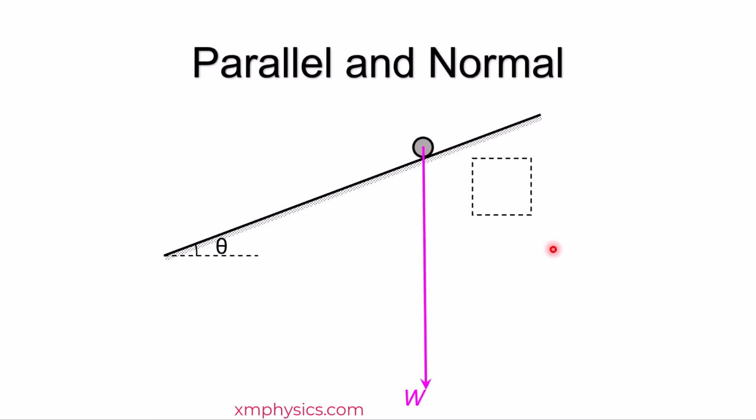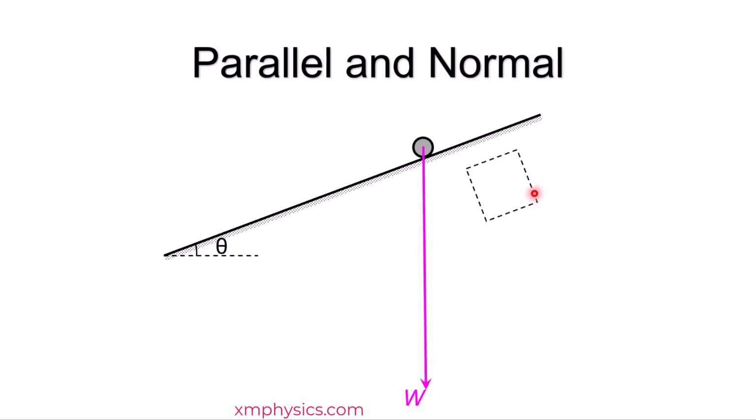So let's bring in the rectangle again. Last time, because we wanted to resolve vertically and horizontally, the rectangle had sides horizontal and vertical. But this time round, we need to imagine a rectangle that has sides parallel and perpendicular to the slope. Get it? So the rectangle will be oriented this way. It's going to be a slanted rectangle.